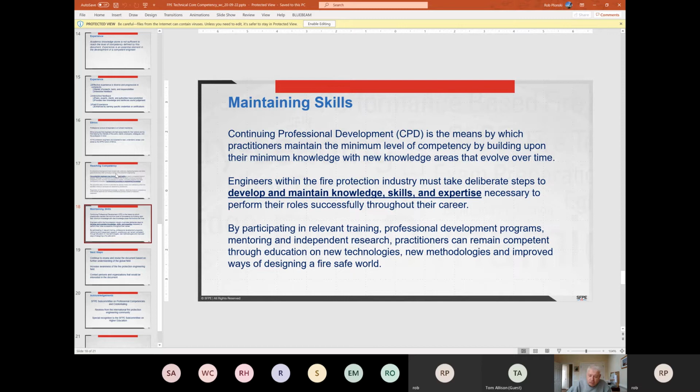This just goes on to provide the relevant training, professional development programs, mentoring, and independent research. Practitioners can remain competent through education on new technologies, new methodologies, and improved ways of designing a fire safe world. We need to be ethical engineers and stay up to speed, growing. We're either growing or we're dying. Number 19.